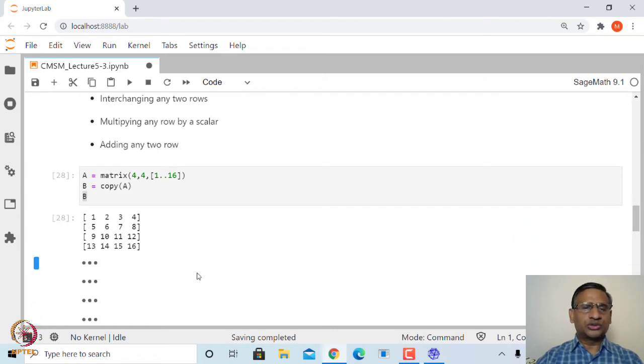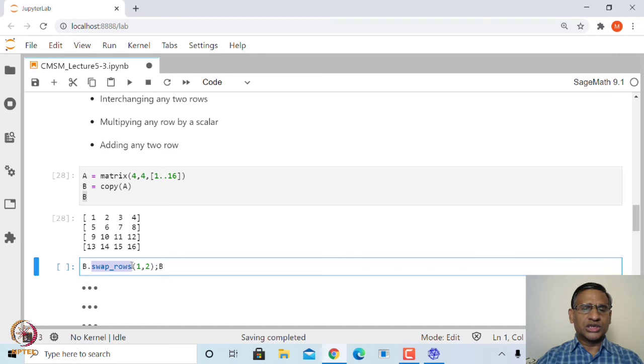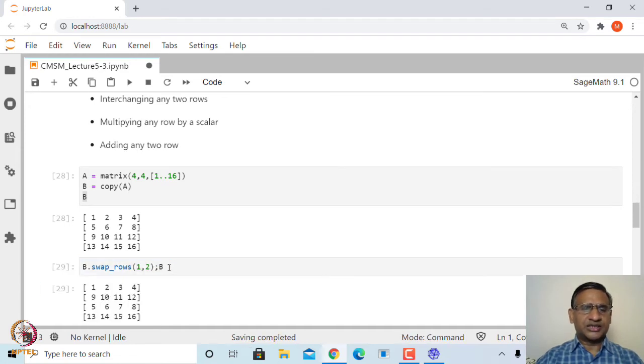Now, suppose we want to do some elementary row operation. There is one elementary row operation called swap rows. Swap rows i, j will swap the ith row and the jth row. If I run this, B dot swap rows 1 comma 2, what are we expecting? We are expecting the third row and second row to be interchanged. Let us run this, and you can see here the second row was starting with 5, now that has become the third row, and the third row was starting with 9, that has become the second row.